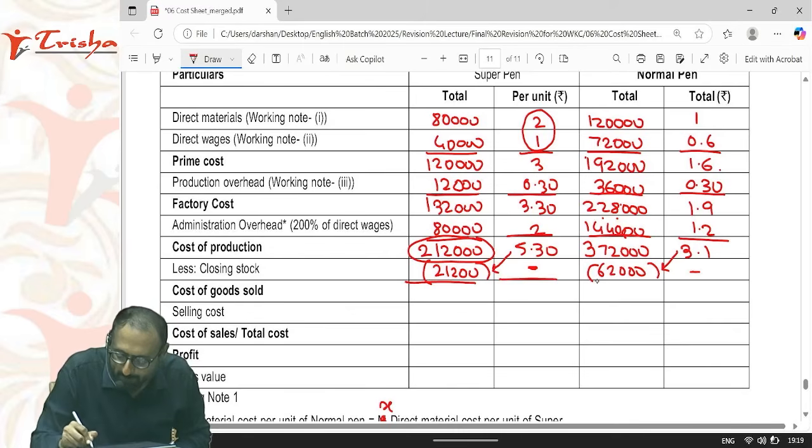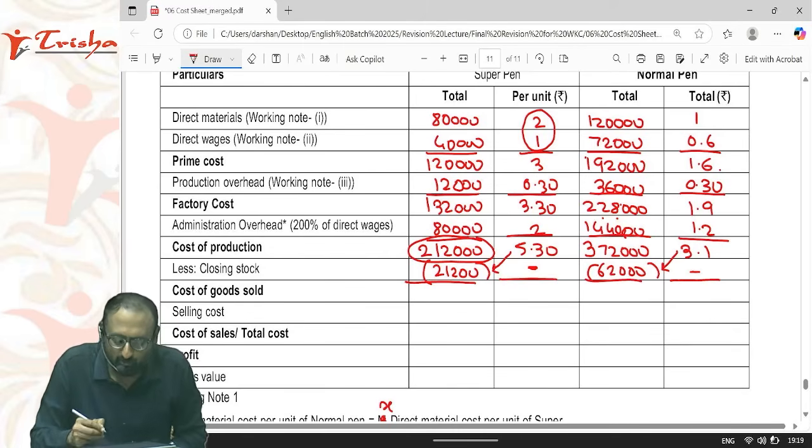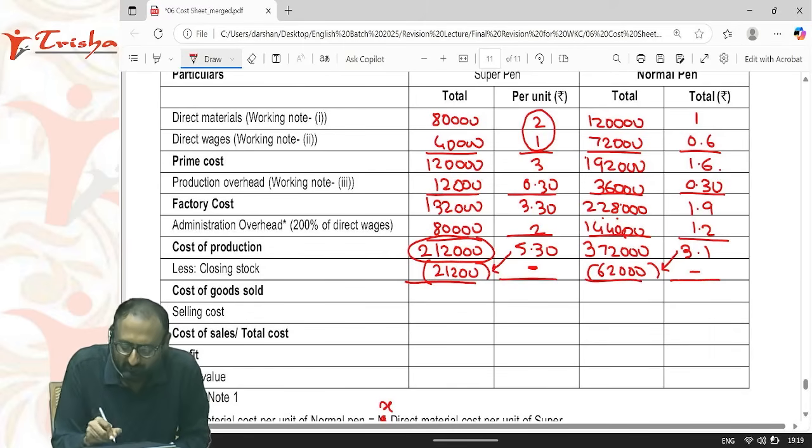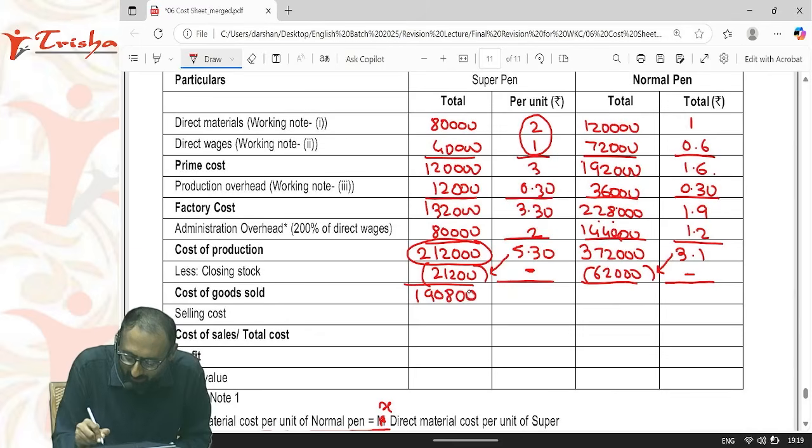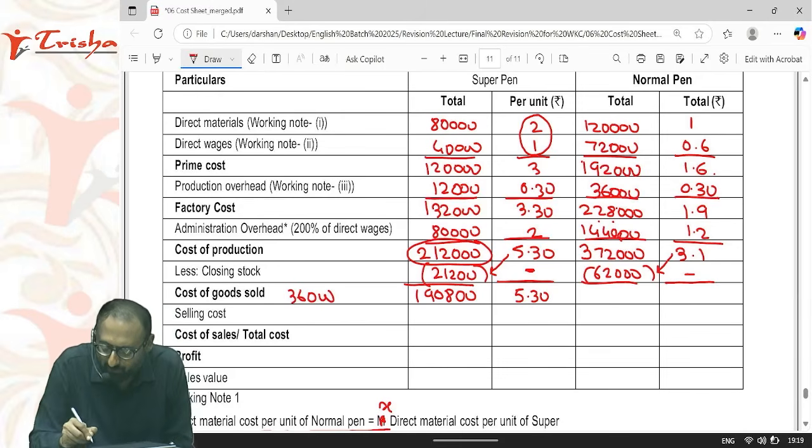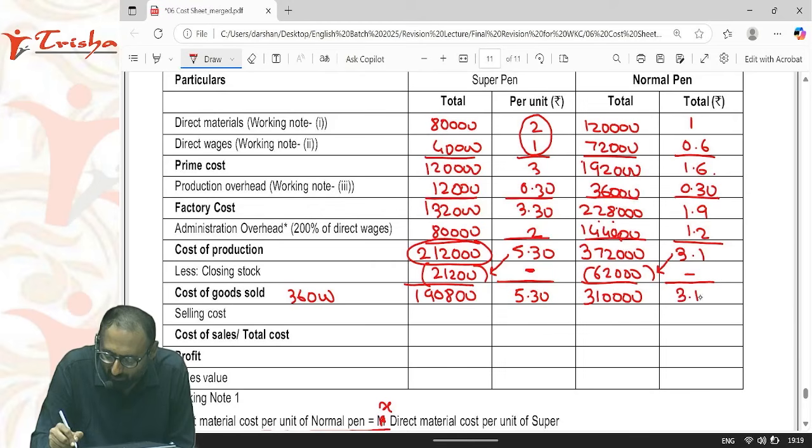Kindly tell me how much will be your COGS? Please answer, Saji. COGS, anyone? 1 lakhs? 90,800. Rate will be same, 5.30. If you divide by, now you will divide by 36,000, rate will be same. In the next column, Saji, is it 3,10,000? Your answer will be 3.10 only.